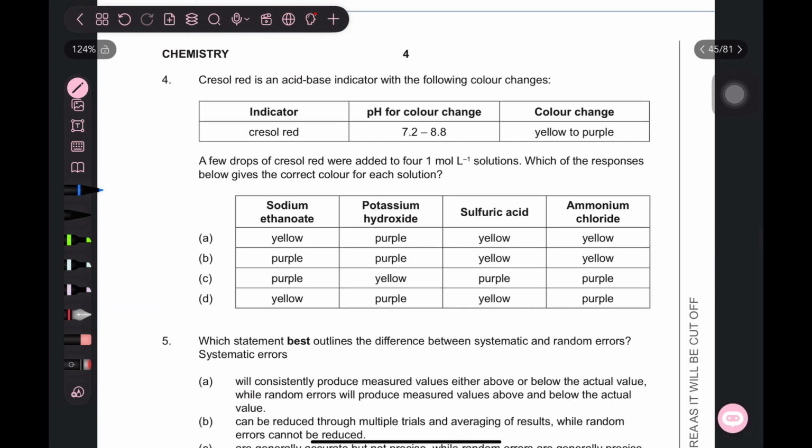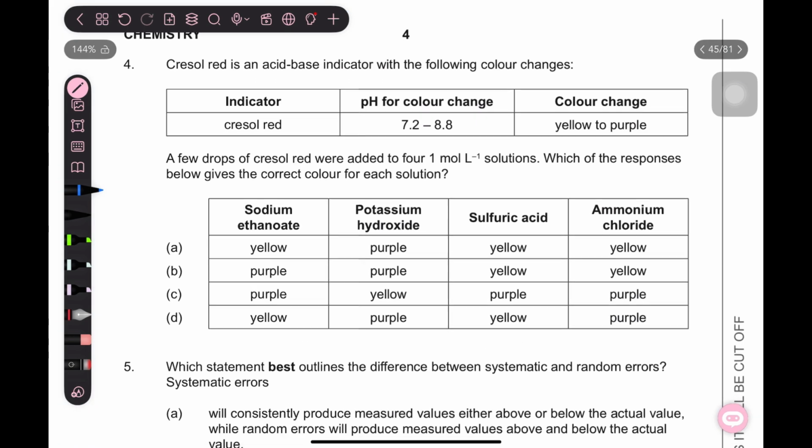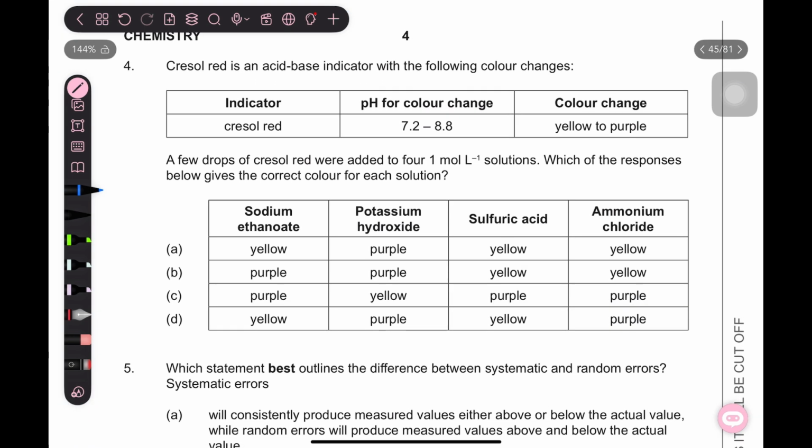Okay, now we're on to question 4. So I would start in this question by identifying the pH for the color change and kind of what is occurring. So we know at a lower pH, which will be acidic, and then at a higher pH, it'll be more basic. So now imagining we have 4 solutions in those beakers. We've got to identify kind of which ones correspond to the respective color.